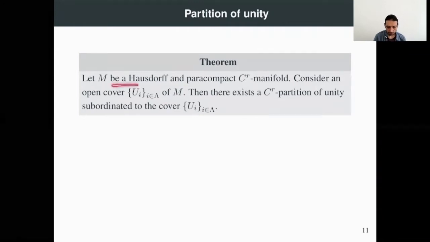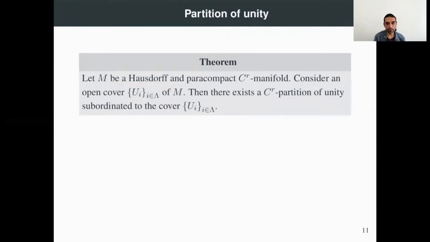So this is the statement of the theorem. Let M be a Hausdorff and paracompact zero manifold, but we can really assume that it is second countable. Consider an open cover of M. And then there exists a C^r partition of unity subordinated to the cover. What we are going to consider is the case r equal to infinity, because there is really not much of a difference between that case and the finite differentiable case.